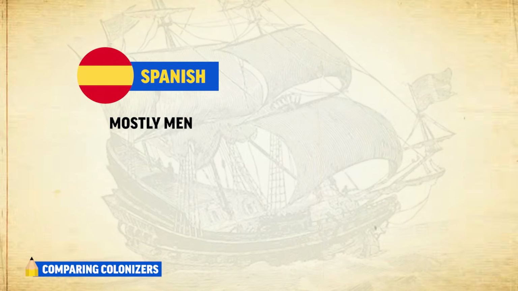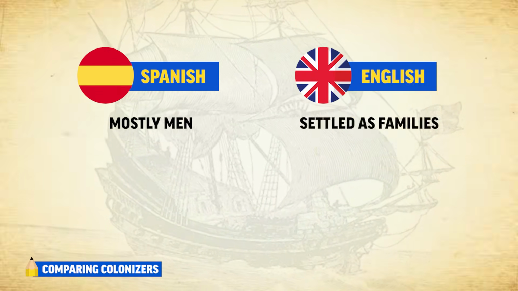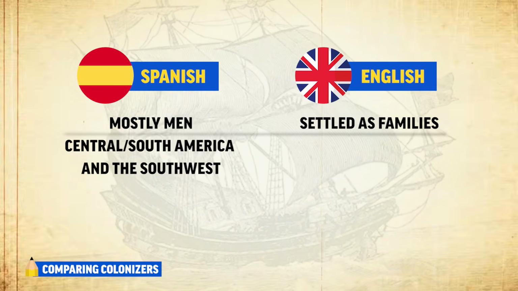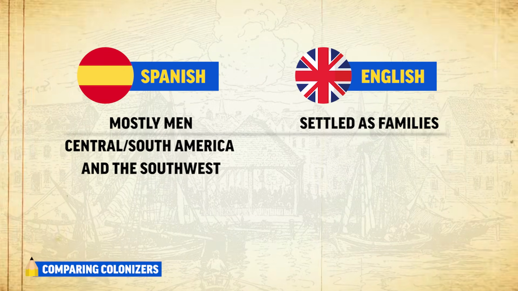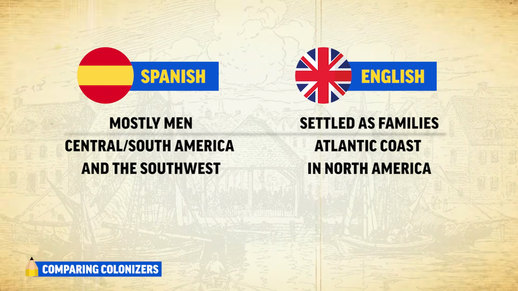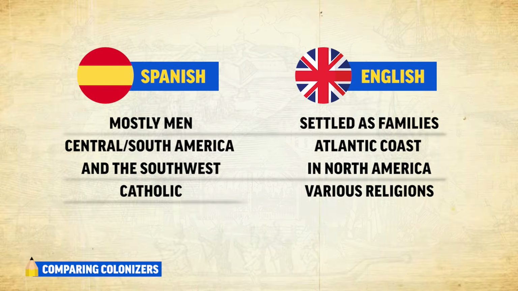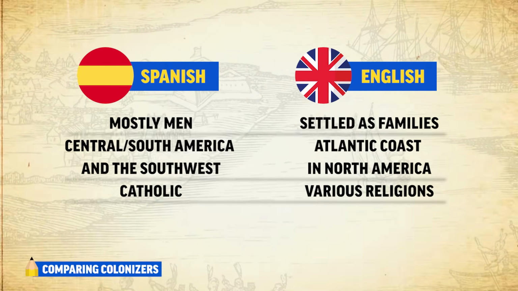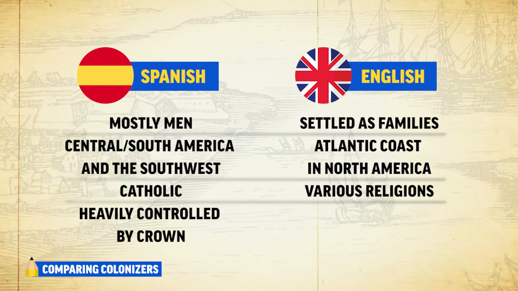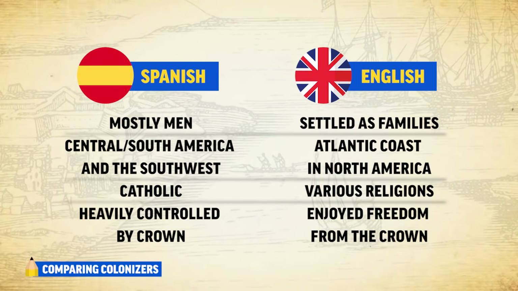First, Spanish men mostly came to the Americas, but the British settlers came as families. Next, the Spanish were mostly in Central and South America and in the American Southwest, but the British settled in North America along the Atlantic coast. Also, the Spanish were Catholic, while the British came as a variety of religions like Protestants, Puritans, and Quakers. And while the Spanish colonies were heavily controlled by their crown, the British colonies enjoyed a great deal of freedom from the mother country.